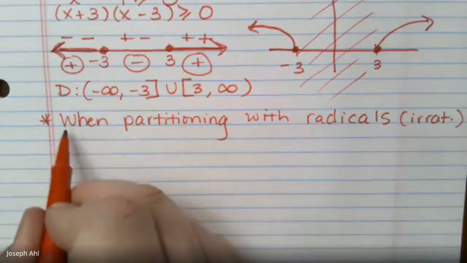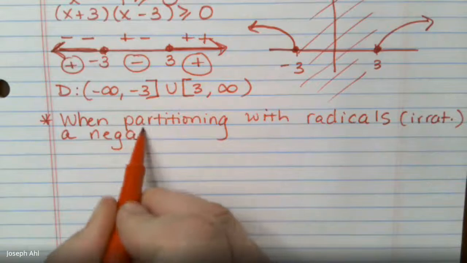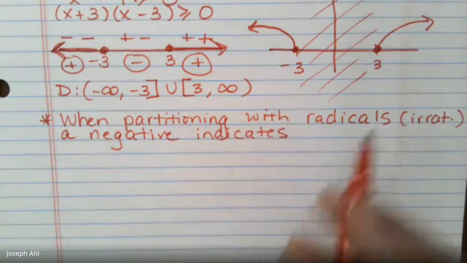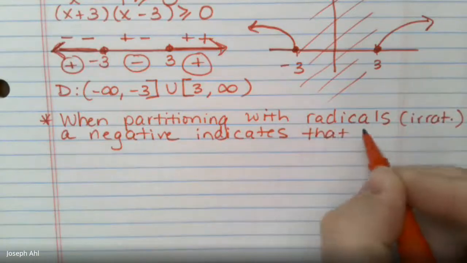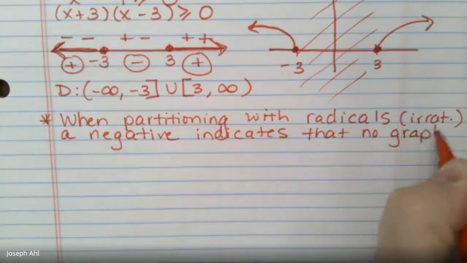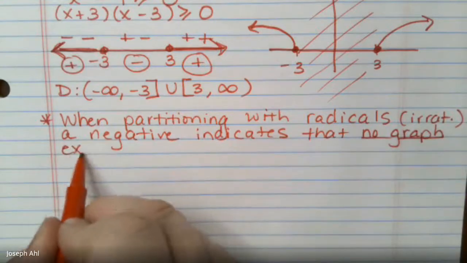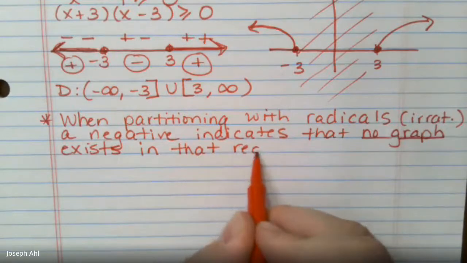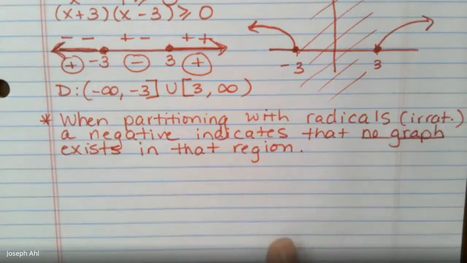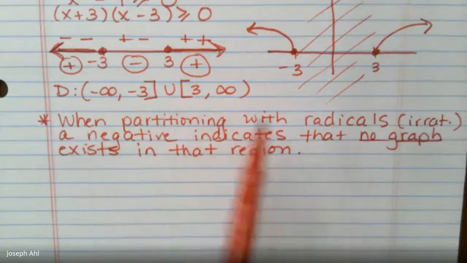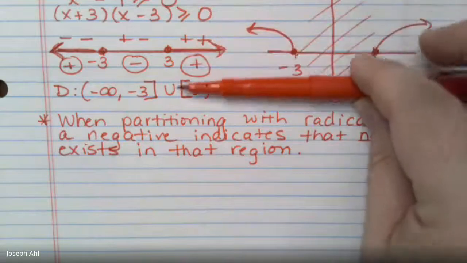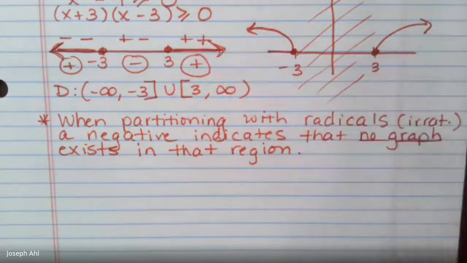A negative indicates that no graph exists in that region. So this is going to have to change our mindset a little bit when we get to irrational equation sketching. Negatives before, to us, used to mean sketch something below the x-axis. That's what negatives used to mean. It means, oh, the curve's going to be below the x-axis. That's not what it means anymore.